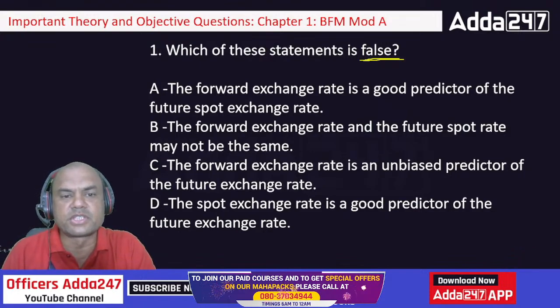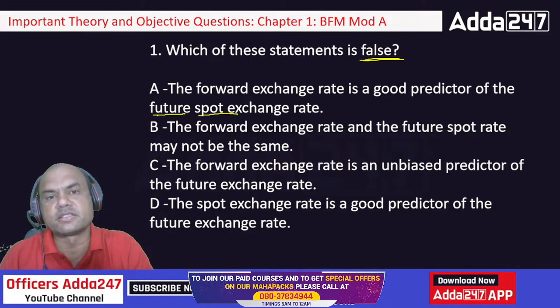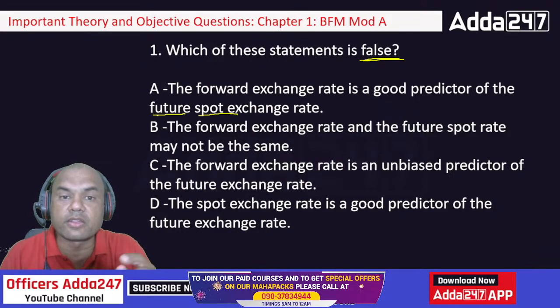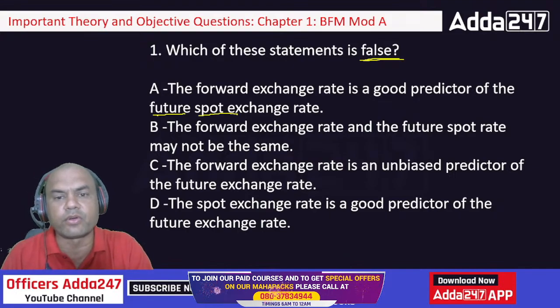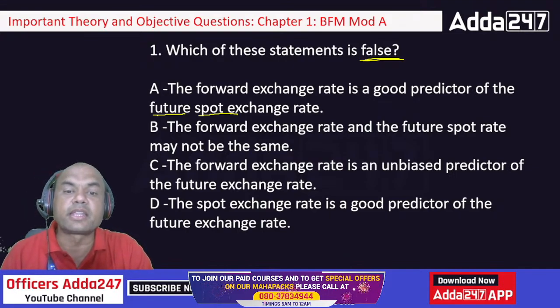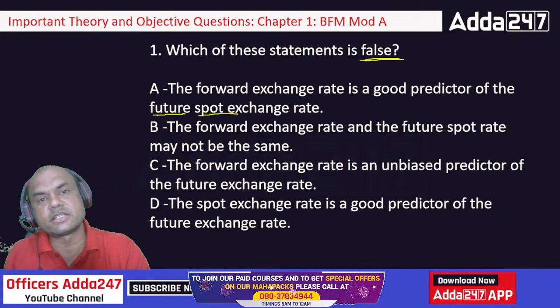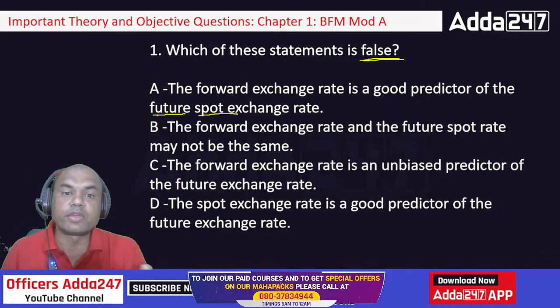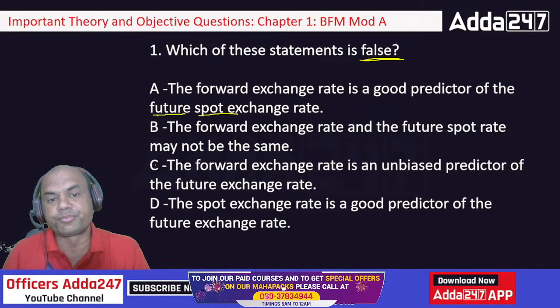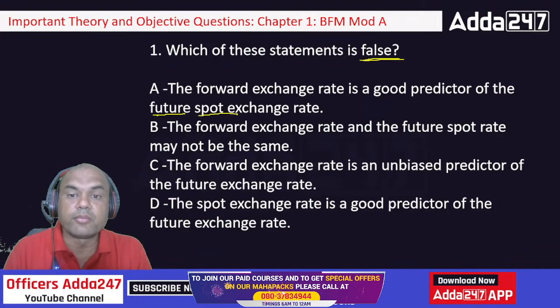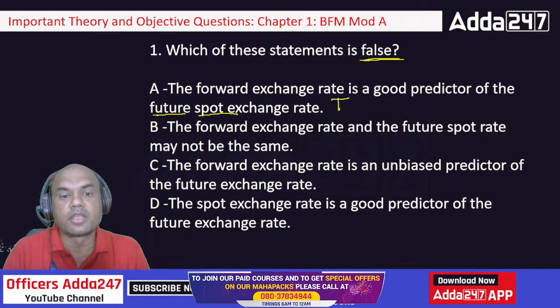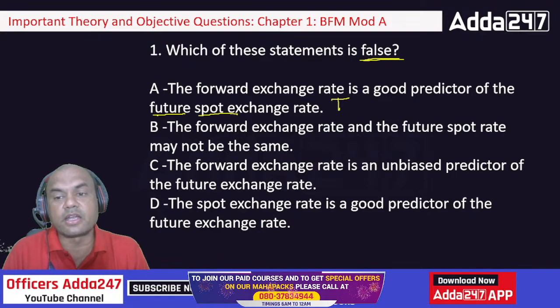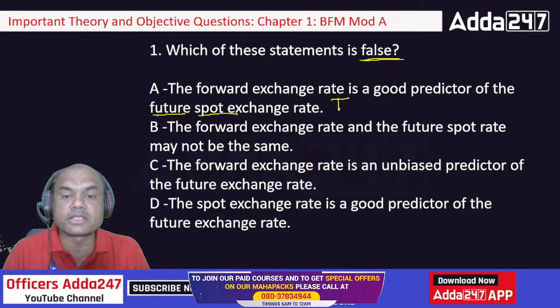What do you mean by the future spot exchange rate? Future spot exchange rate means what the spot rate can be in the future. So after all, it's the same as the forward rate only, so it can be the predictor. Why? Because the forward exchange rate gives you the idea where the future rate will go. So this is true. But I want false. Next, the forward exchange rate and the forward spot rate may not be the same.